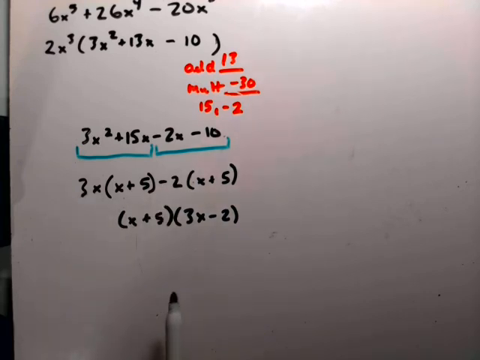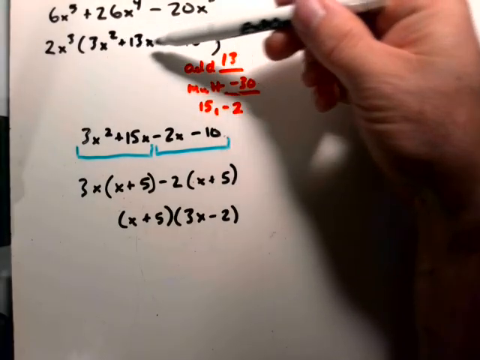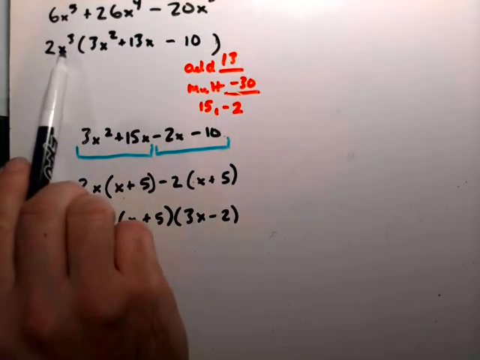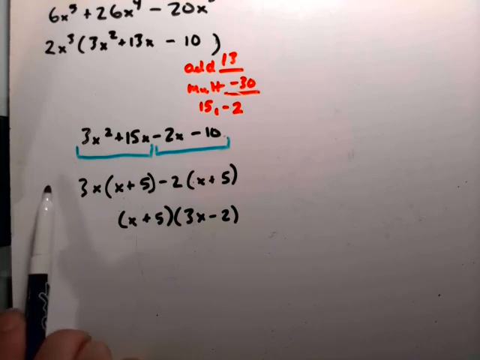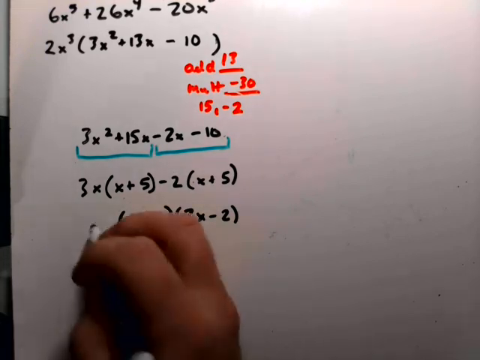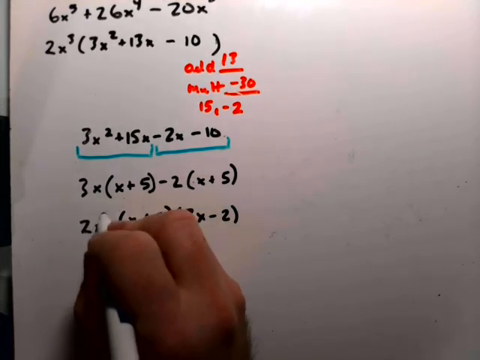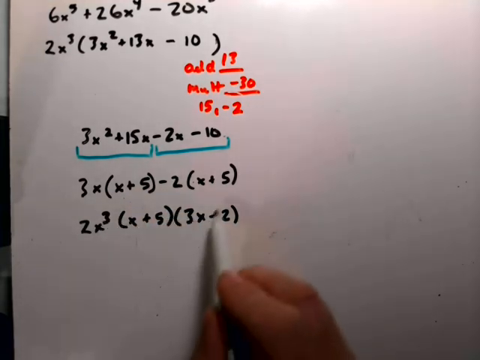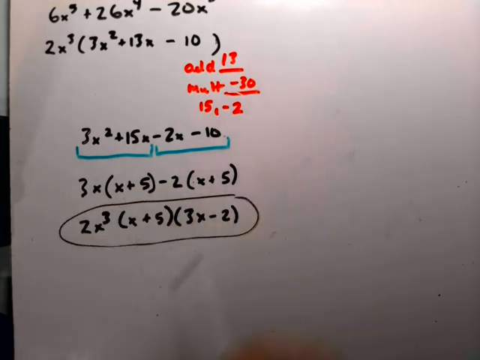Remember though that we did some factoring earlier on. All this represents is the factoring of this set of parentheses here. This 2x cubed really was sitting out in front of each one of these steps. So don't forget, if you factored out a common factor, to include that as part of your final answer.